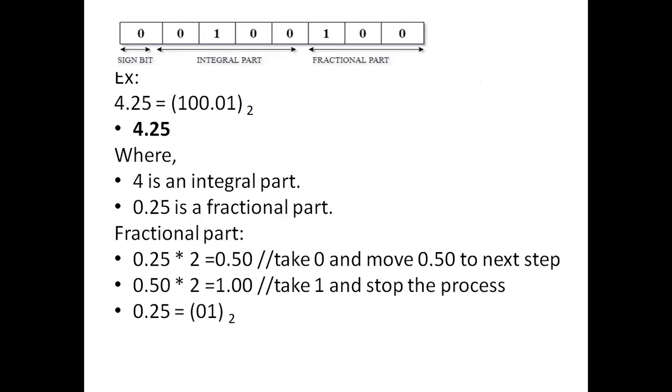Another example, 4.25. Similar to the previous example, I convert it to a binary number. The binary value is 100.01. Here the sign bit value is 0, the integral part value is 1, 0, 0, and the fractional part is 0, 1, 0.